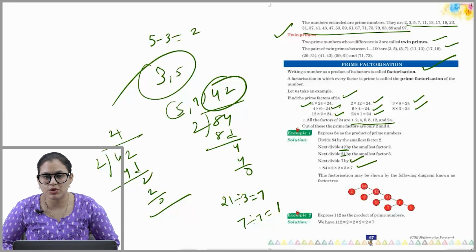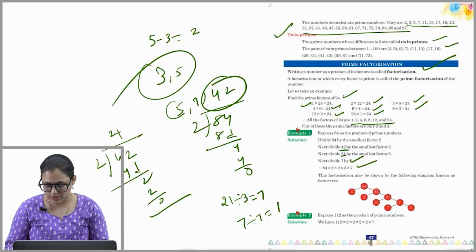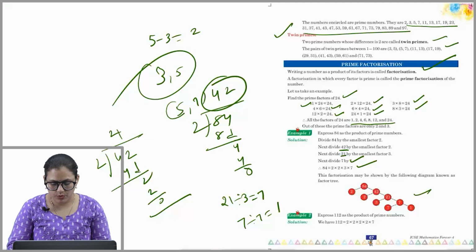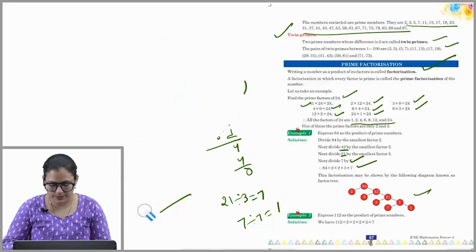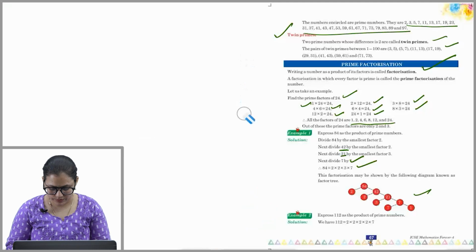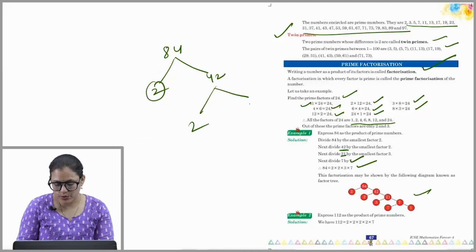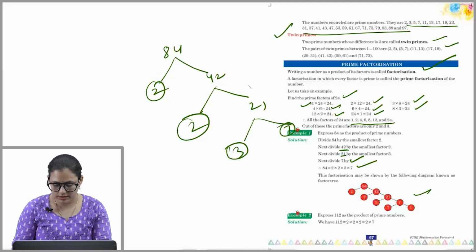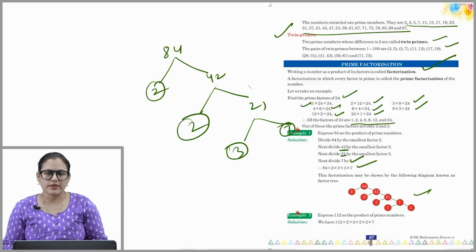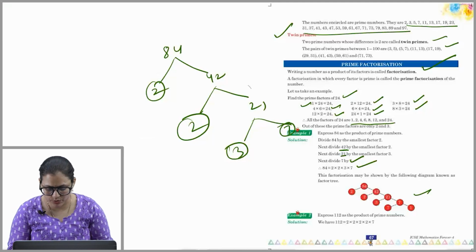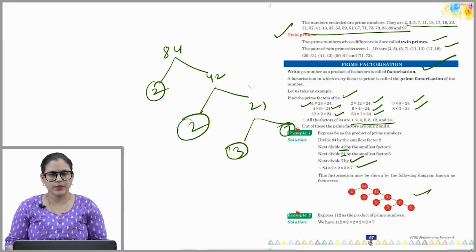This factorization may be shown by the following diagram known as a factor tree. This is the factor tree. How do we show this in the factor tree? 84. So, we will write 2 into 42 is 84. Then 2 into 21 is 42. 3 into 7 is 21. No need to write 7 into 1 is 7. So, these are the prime factors, 2 into 2 into 3 into 7.